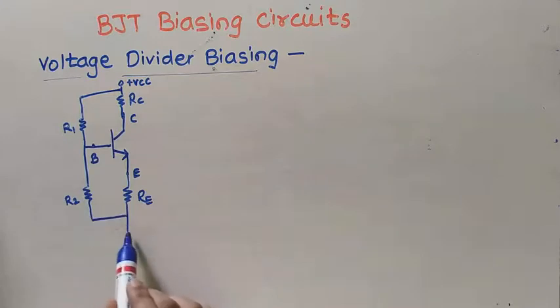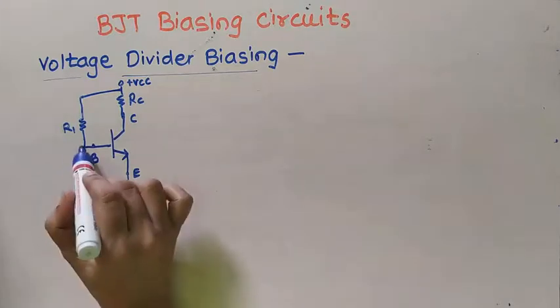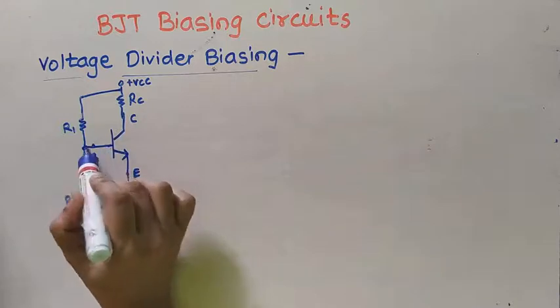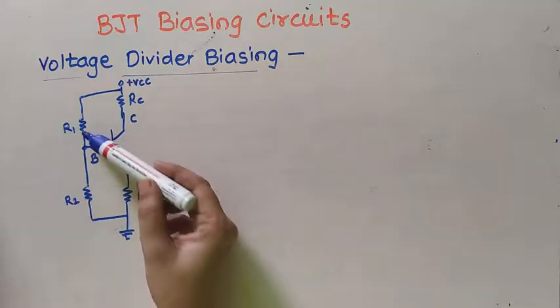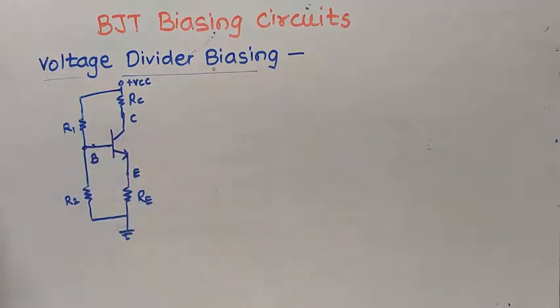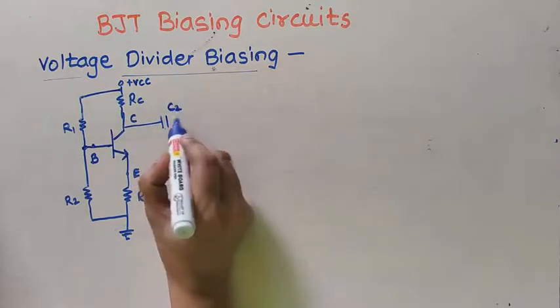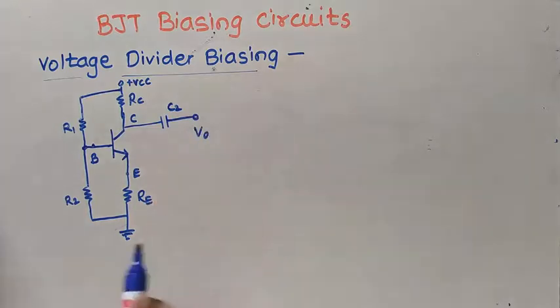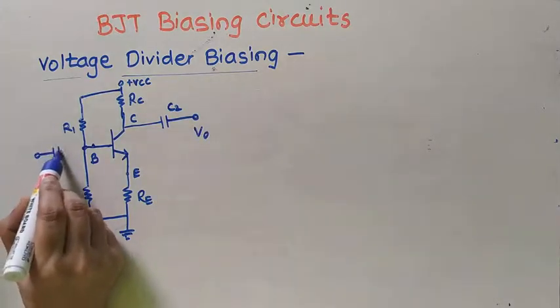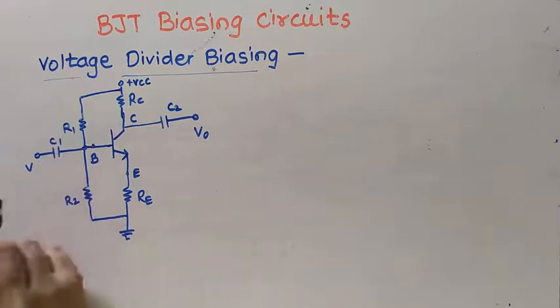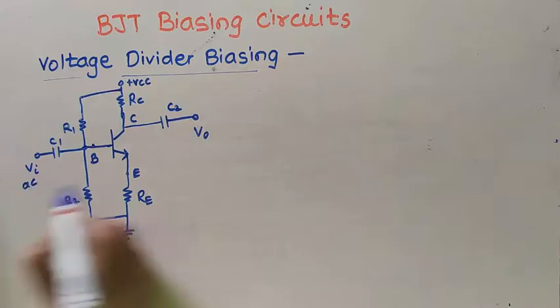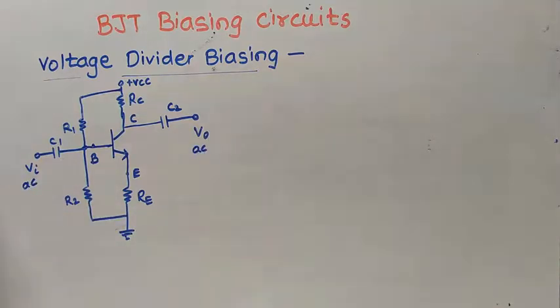Due to this, the voltage at the base terminal will get divided with the help of these R1 and R2 resistors. So this is our voltage divider biasing circuit. Here at collector terminal, capacitor C2 is connected, and then we can observe output V0, and here again through capacitor C1 input Vi can be applied. So this Vi is AC input and V0 is also AC output.